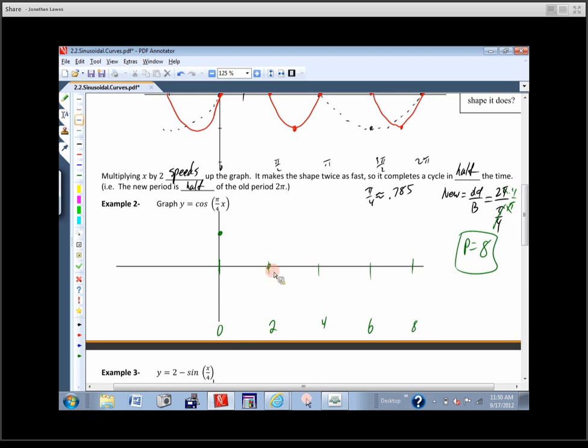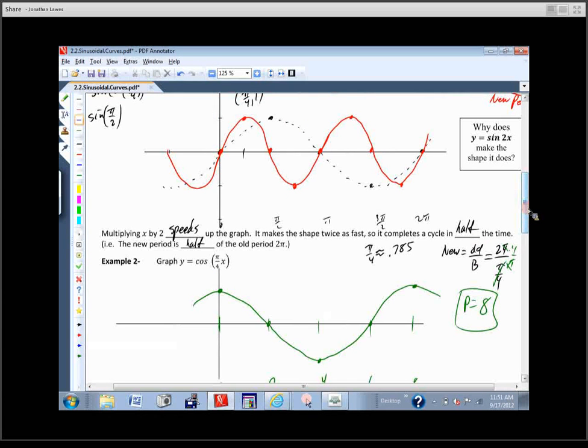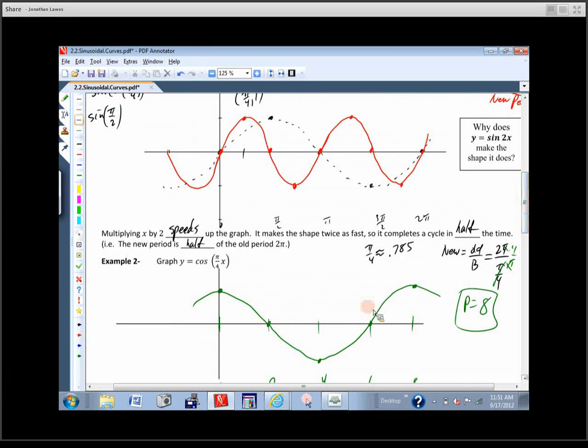It goes down and hits 0. It continues going down and hits -1. Then it comes back up and hits 0, and it finishes off right back where it started at 0. So my graph looks something like this. And correct me if I'm wrong, but those would be pretty easy to label, wouldn't they? A lot easier than this one up here. Okay, any questions?